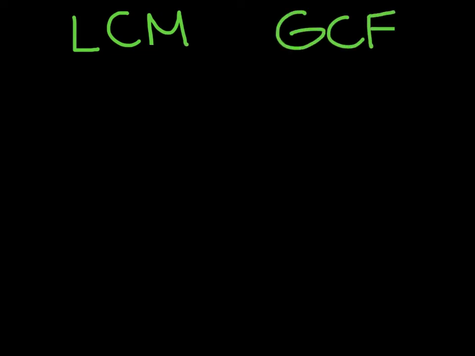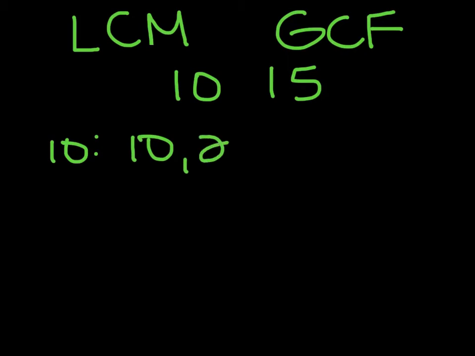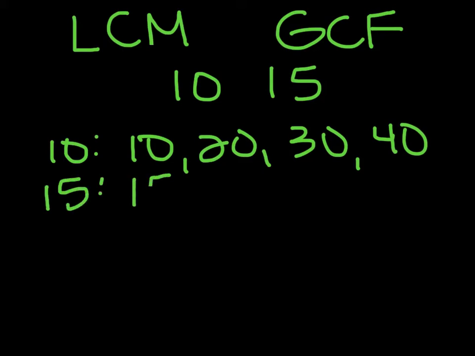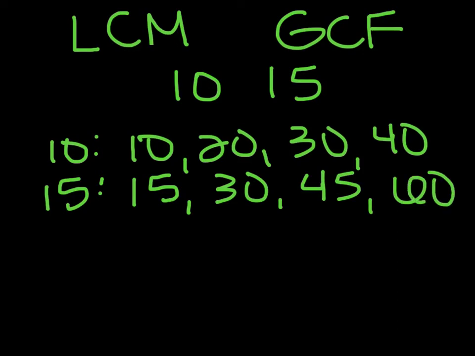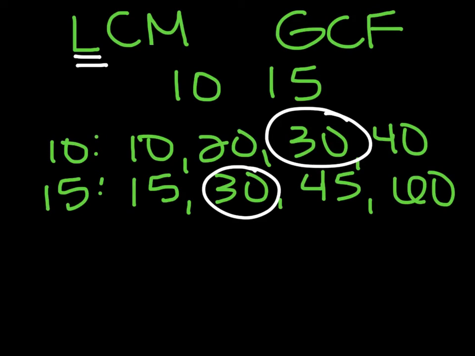So first, let's review what LCM and GCF mean. If I am talking about the LCM and GCF of the numbers 10 and 15, you would list your multiples of 10: 10, 20, 30, 40, and then your multiples of 15: 15, 30, 45, 60. You're finding the least common multiple, so you want the smallest that they have in common, and that is 30, so that would be your LCM.